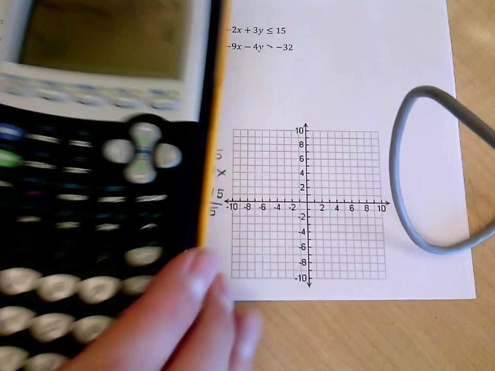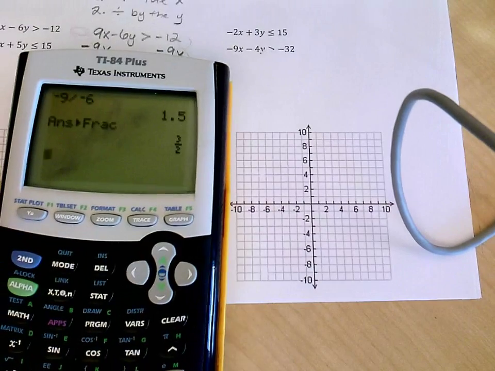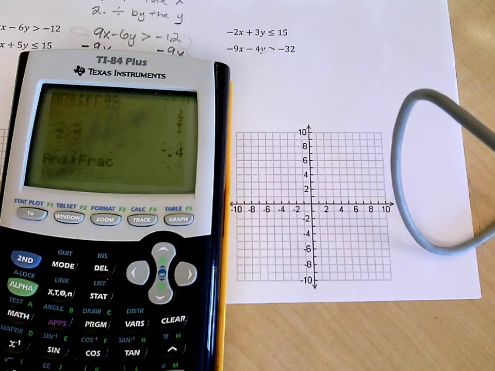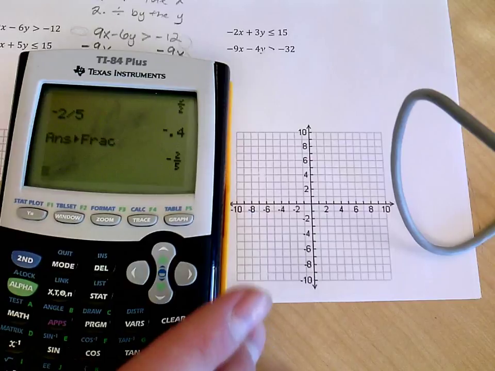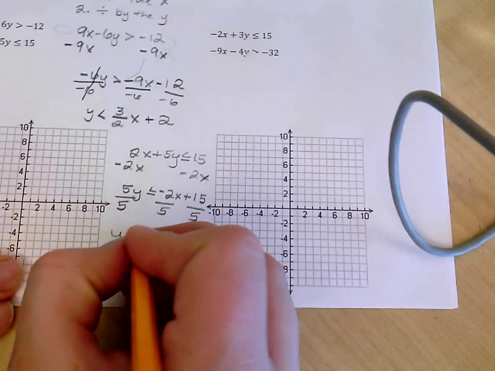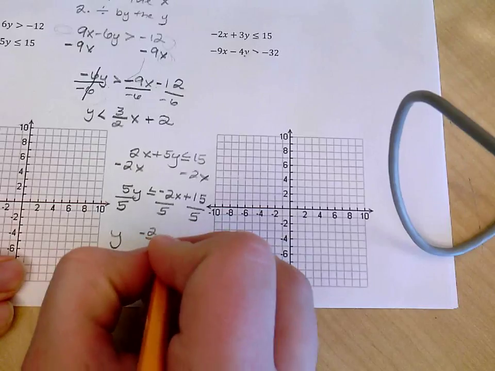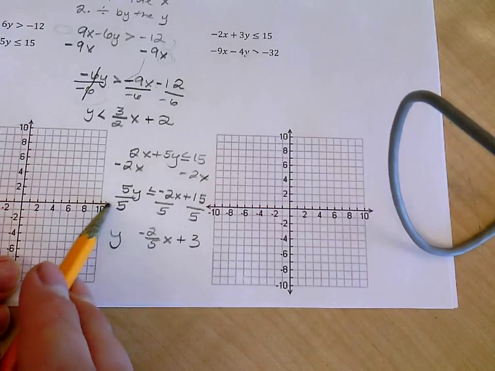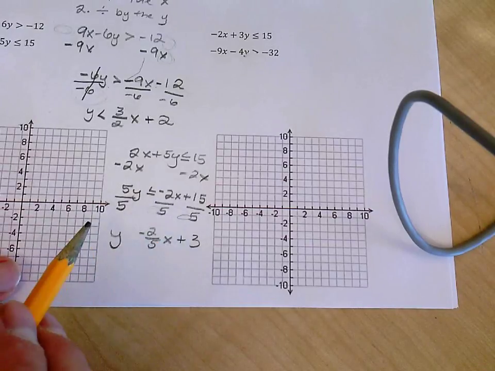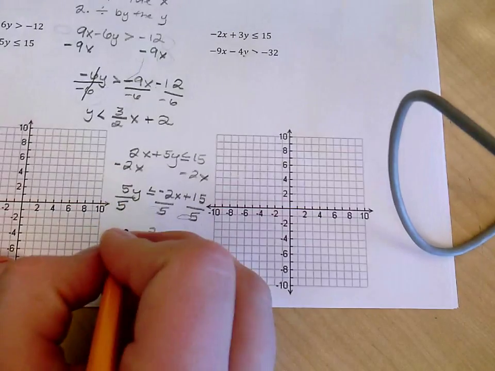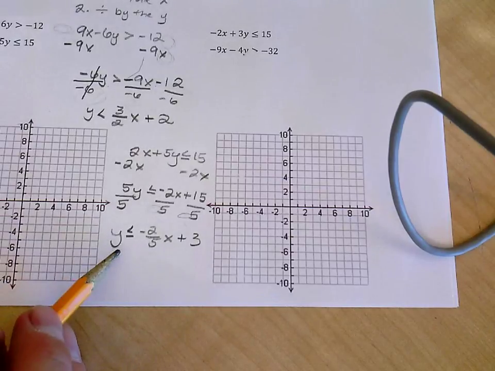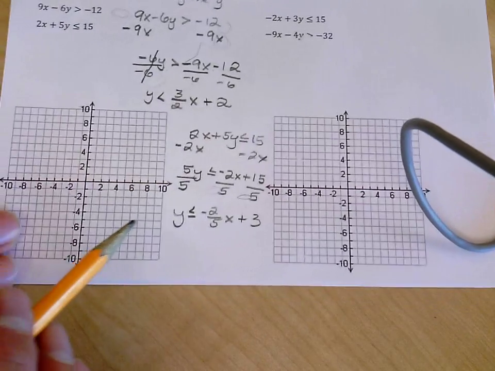Just in case, I'm going to tell you right now, this doesn't actually reduce, but -2 divided by 5 gives me -0.4. So I'm going to press math, enter, enter, and look at that, it didn't change. It's still -2 over 5. So -2 over 5 x, and 15 divided by 5 is 3. Now what you'll notice is I did not divide by a negative, so the sign comes down the same way. Nothing changed. So now I have my first equation, I have my second equation, I can graph.